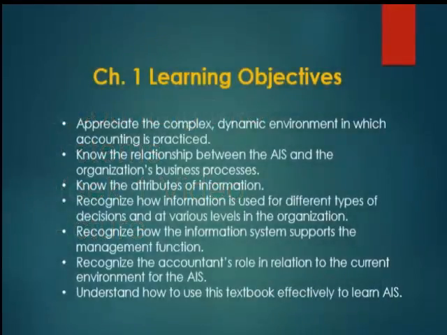The learning objectives for Chapter 1 are as follows. Appreciate the complex, dynamic environment in which accounting is practiced. Know the relationship between the Accounting Information System, or AIS, and the organization's business processes. Know the attributes of information. Recognize how information is used for different types of decisions and at various levels within the organization.